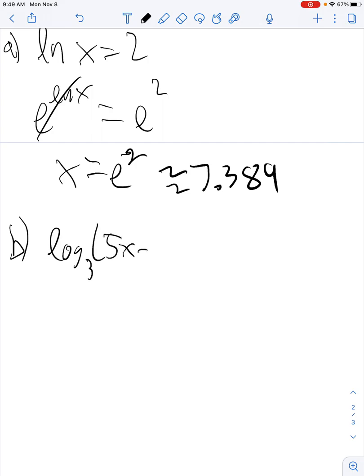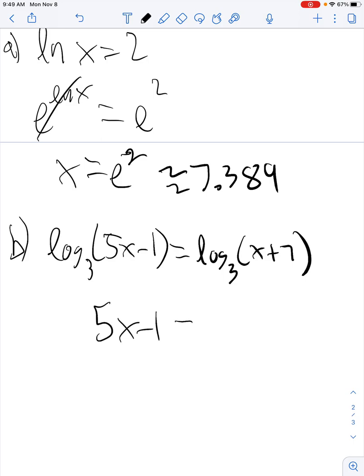Let's say that I have log base 3 of 5x minus 1 equals log base 3 of x plus 7. What I notice is that they are both the same base. So we are in good shape there. So we are going to use the one-to-one property and look at our stuff that's in parentheses because they are the same base.